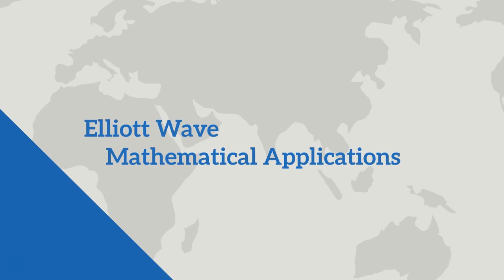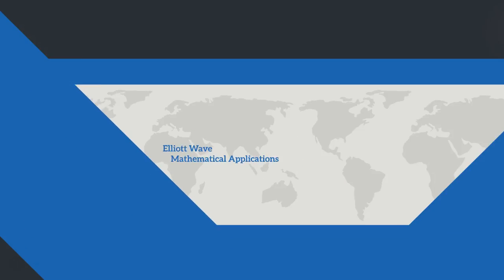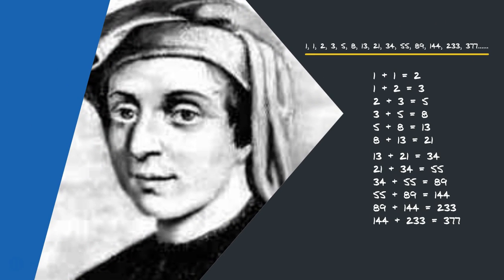Elliott Wave Mathematical Applications. Leonardo Fibonacci was a 13th century Italian mathematician. He discovered a sequence of numbers today known as Fibonacci. The Fibonacci sequence is a set of numbers that starts with a 1 or 0 and proceeds based on the rule that each number is equal to the sum of the preceding two numbers.